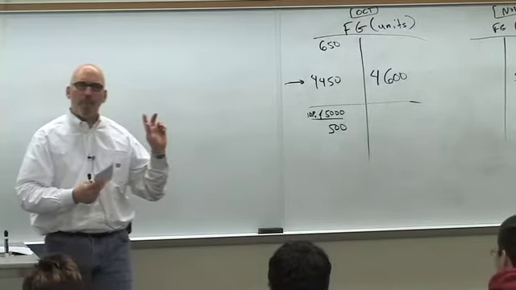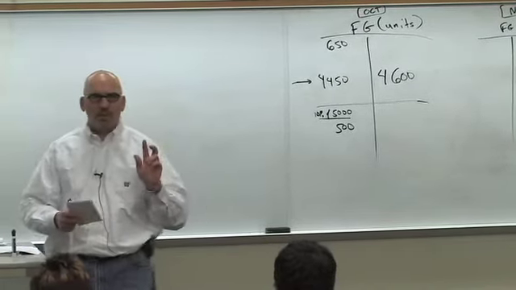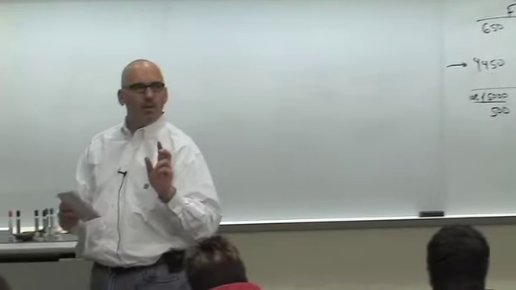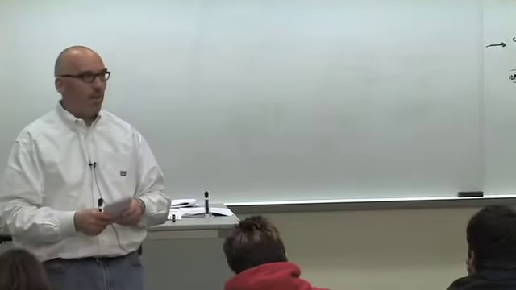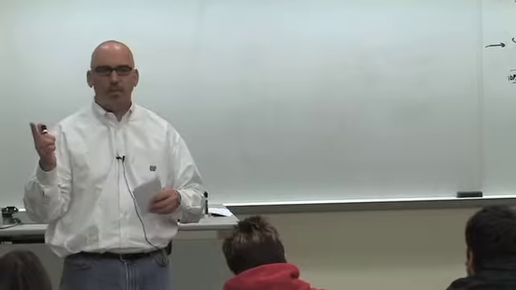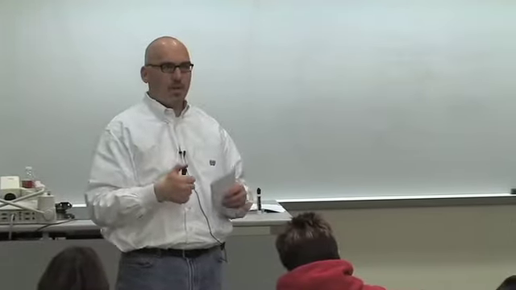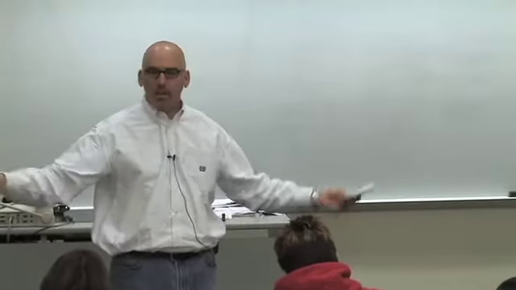Where does it come from? Where's that 4,450 come from? What T account? Work in process. So when do units leave work in process? When they're finished, when they're produced. So yes, and so that number is the units produced. And so we're done.